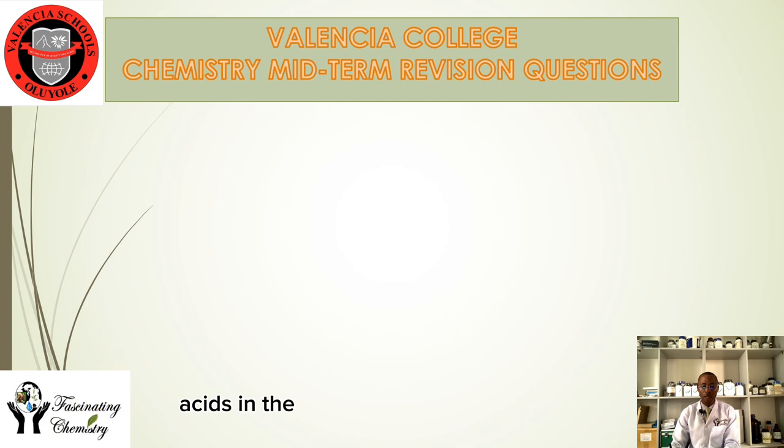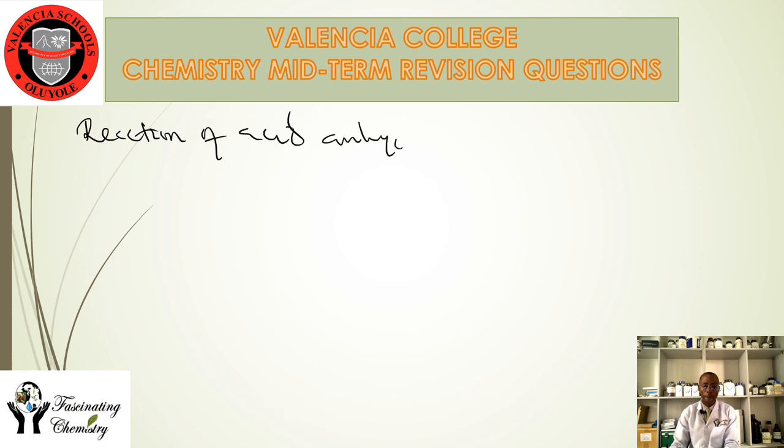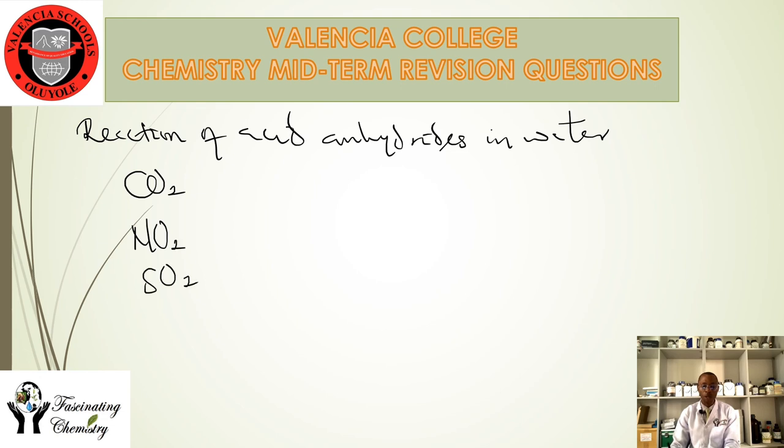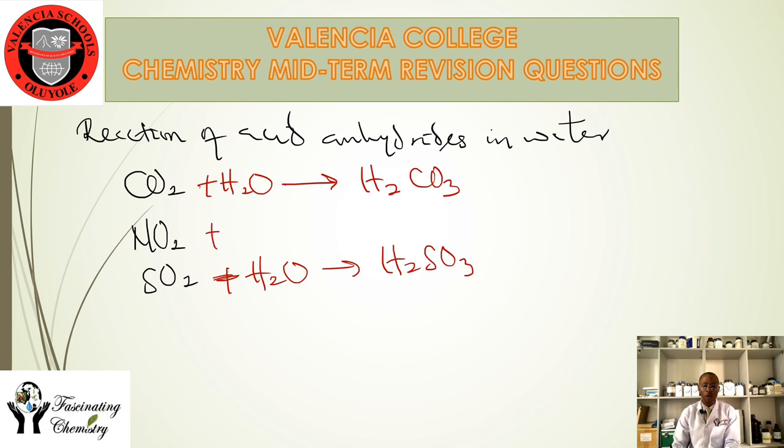Another very common method of producing acid in the laboratory is by reaction of acid anhydrides in water. The acid anhydrides are those oxides of non-metals that will react with water to give us an acidic solution. Very common examples of the acid anhydrides, I have CO2, I have NO2, I have SO2. So when this CO2, for instance, combines with water, we are going to have H2CO3. Okay, SO2, when it's combined with water, you are going to have H2SO3. When NO2 combines with water, this will give us two different acids. You are going to have HNO3 and HNO2. These are ways by which acids can also be prepared in the laboratory.